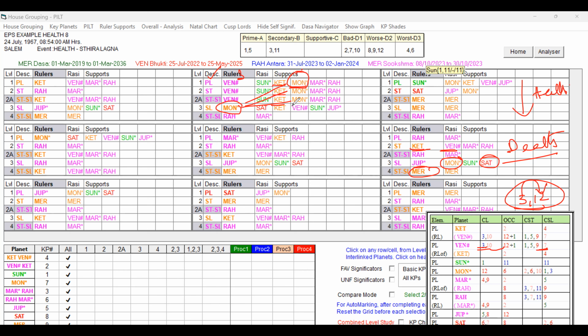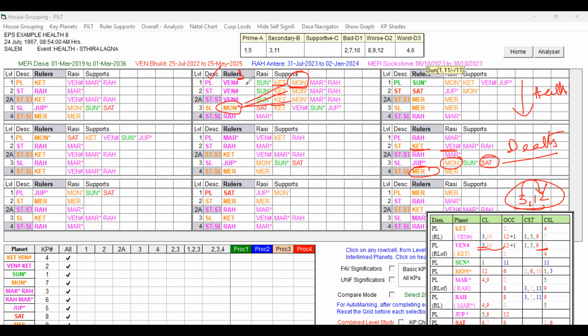Venus and Moon, whenever they are connected, the native will definitely have some sort of problem because of hormonal imbalance or endocrine gland functions, secretory organ functions. But they should have the signification. If the Moon and Venus have unfavorable significations and are conjoined, aspected, or connected to each other, then the Karakatva will have an issue.